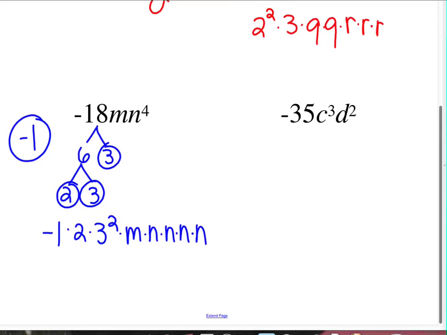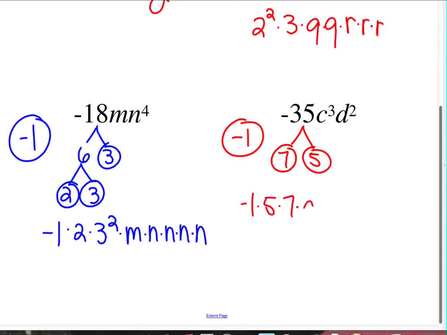Happens again over here on this last example. Bring out that -1 and hold it out there to the side. Now treat 35 as if it's positive. 7 times 5. So it's a -1 times a 5 times a 7. That'd be 3 C's and 2 D's. And that's how you prime factor a monomial.